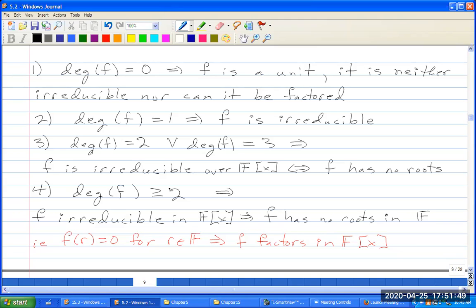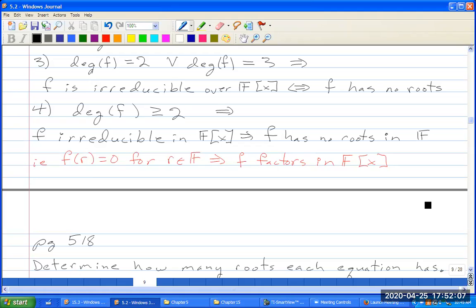If the degree of f is greater than or equal to 2, then f being irreducible implies that f has no roots in the field F. In other words, if f of r is 0 for r being in the field, then f factors in the polynomials having coefficients in F, because this means that by the factor theorem, x minus r is a factor of f.